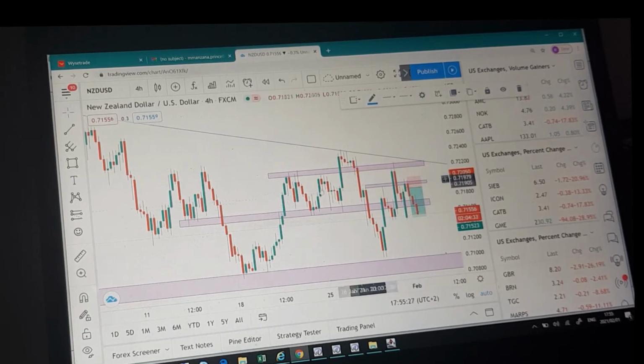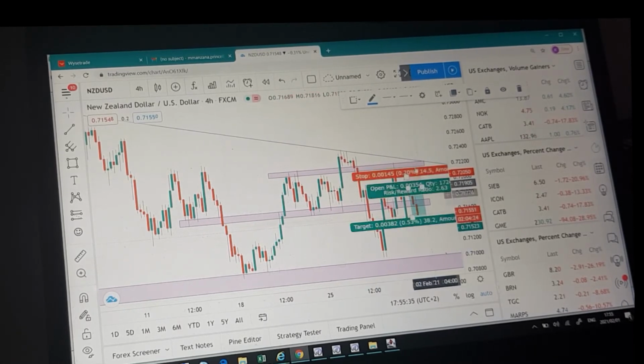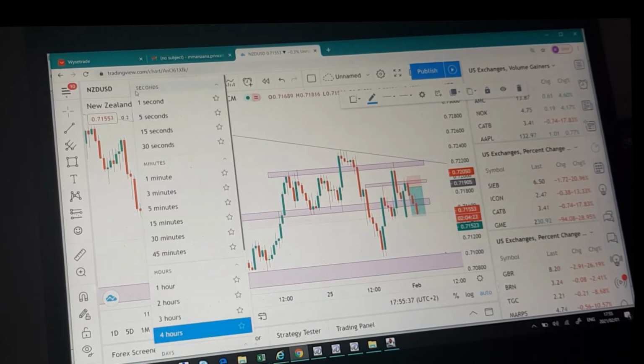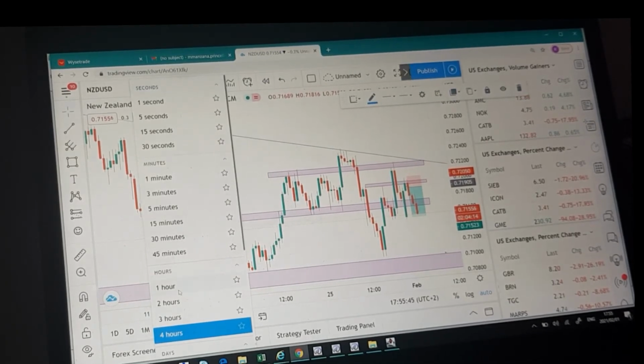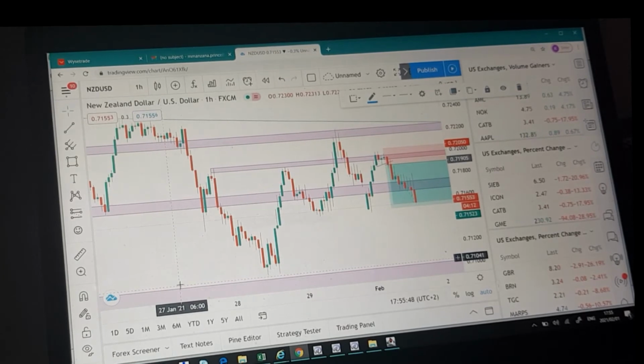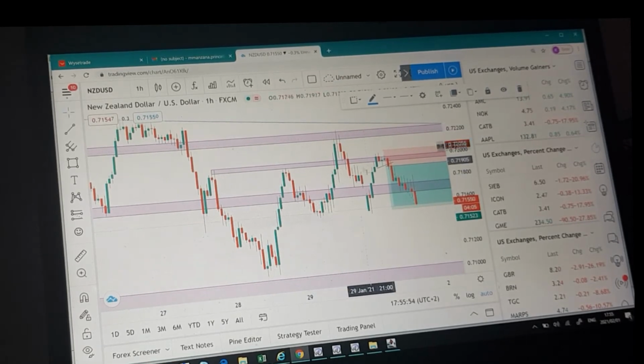So when I woke up, I saw that the market was touching this area, so I knew that the market was going to come down. I wasn't sure, but I thought that the market was going to go down from that area. So I came to my 1 hour, and on the 1 hour I saw that there was a pattern forming, which is the head and shoulders. This is the shoulder here, this is the head here, and this is the shoulder here.